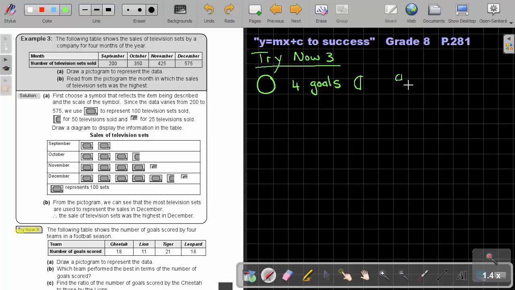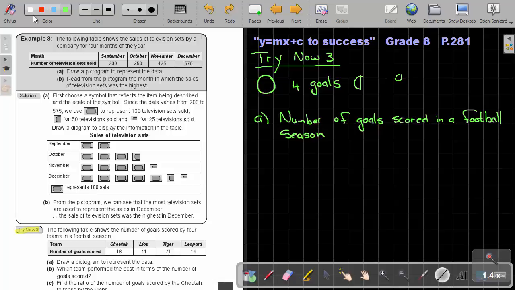Okay, let's try 2. So first let's create our table. We can give it a title. If I must now draw a pictogram, I'm going to start with number A, and I'm first going to start with my title. I think the title is the number of goals scored in a football season. Okay, let's first create a table.